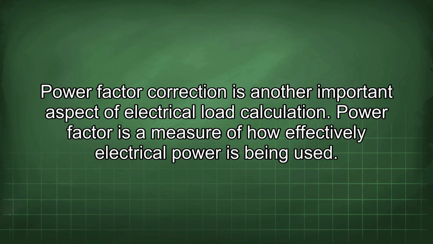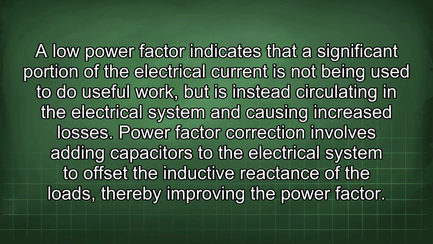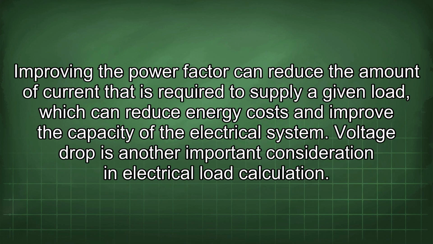Power factor correction is another important aspect of electrical load calculation. Power factor is a measure of how effectively electrical power is being used. A low power factor indicates that a significant portion of the electrical current is not being used to do useful work, but is instead circulating in the electrical system and causing increased losses. Power factor correction involves adding capacitors to the electrical system to offset the inductive reactance of the loads, thereby improving the power factor. Improving the power factor can reduce the amount of current that is required to supply a given load, which can reduce energy costs and improve the capacity of the electrical system.